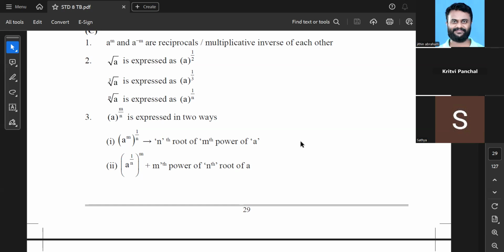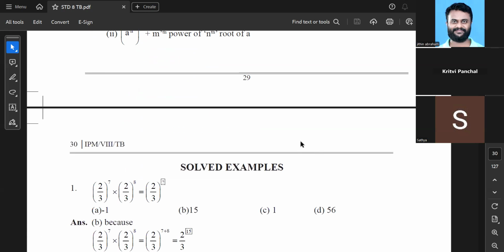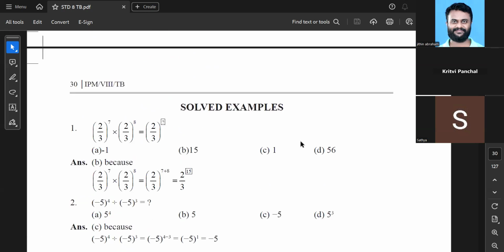So dear children, this was the rule which we were discussing so far. Now we'll be proceeding towards solved examples. We have a few solved examples, then we have the exercise, and then we'll go towards the worksheet. In the solved examples, this is 2 by 3 raised to 7 and then 2 by 3 raised to 8.